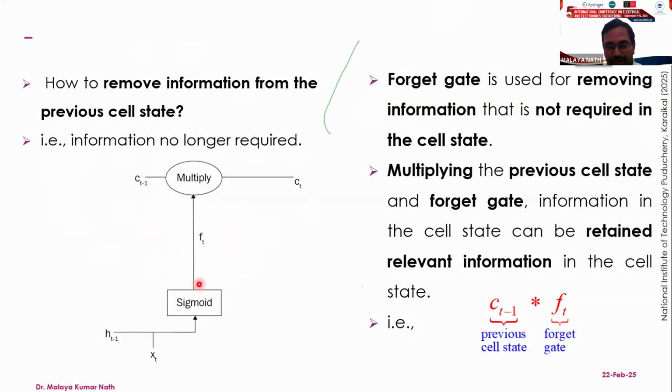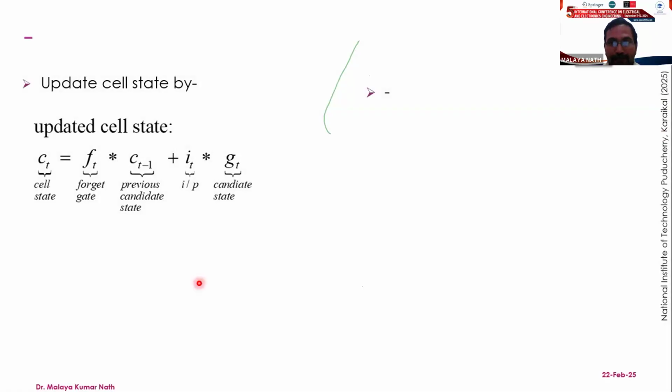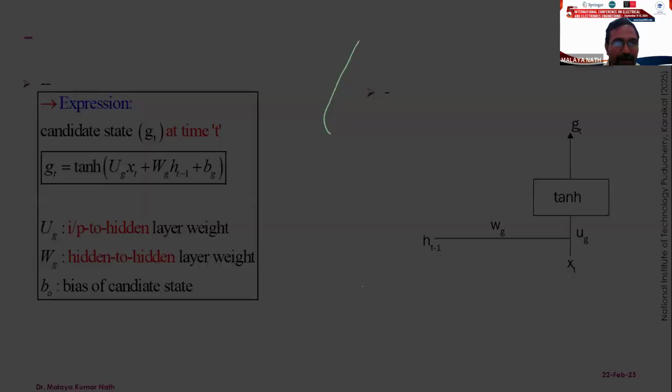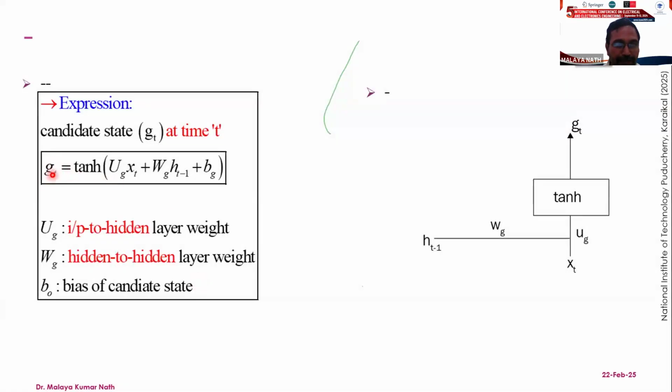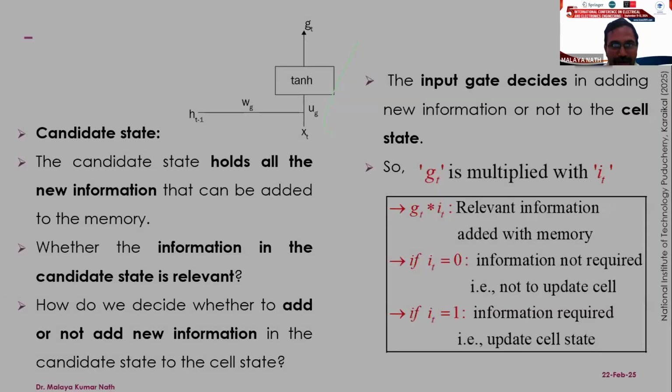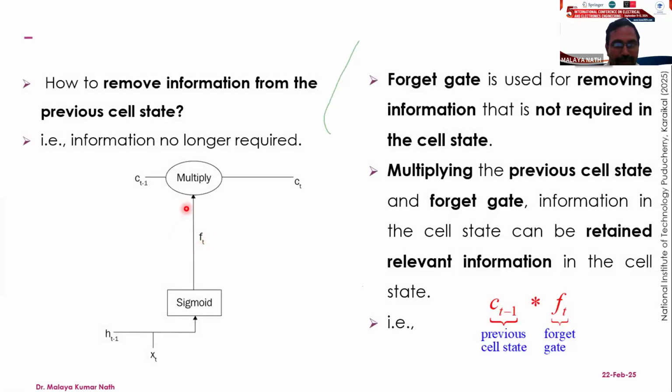The forget gate output can be represented in a similar manner as per this equation: ft is equal to sigmoid, in place of tanh we will write sigmoid, of Wf xt plus Wf h of t minus 1 plus bf. Now just look at this representation. We already know the expression for ft. Now this ft is multiplied with the previous cell state, that is c of t minus 1. When ft is multiplied with the previous cell state information, the output is the cell state, that is ct.